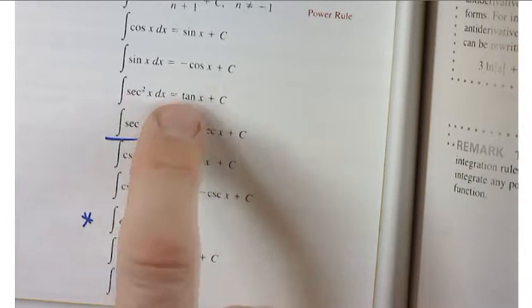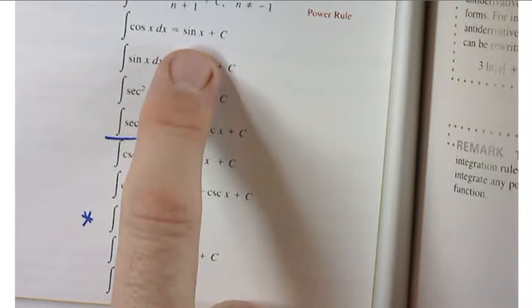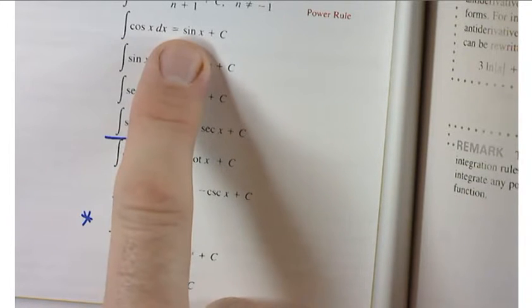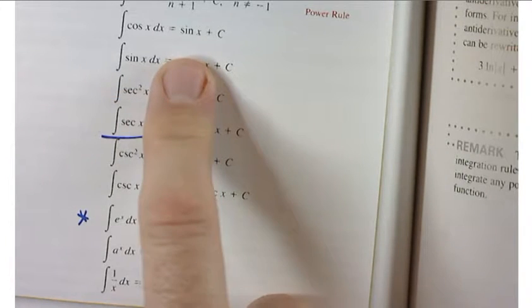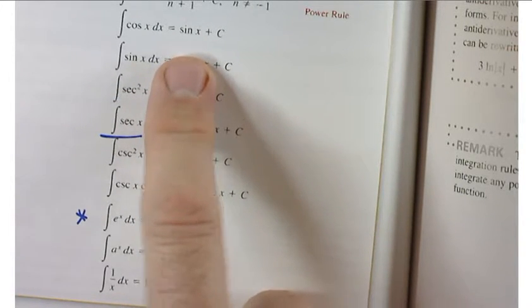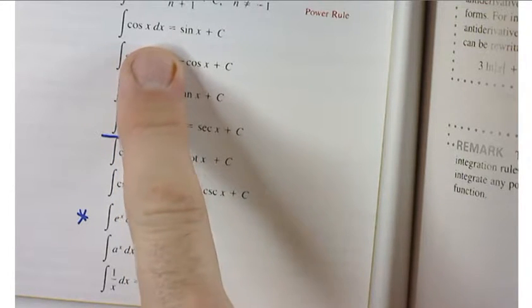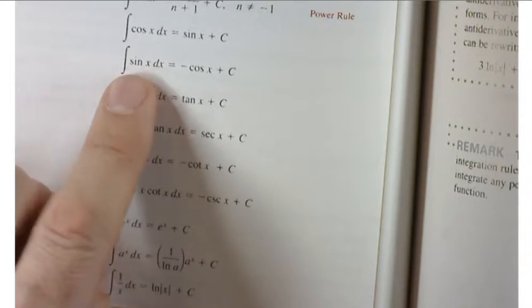When you differentiate sine, you get cosine. So the integral of cosine is the sine. Now, it doesn't work perfect in both directions, right? Because what happens when you differentiate the cosine? You get negative sine. So the integral of sine is the negative cosine.